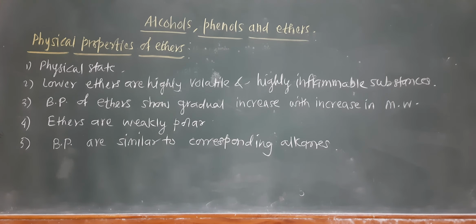The next point is about hydrogen bonding. Hydrogen bonding is also seen in the ether molecule, like that of the alcohol molecules, and ethers can form hydrogen bonds with water through the ethereal oxygen. So this was all about the physical properties. We will see the chemical properties now.